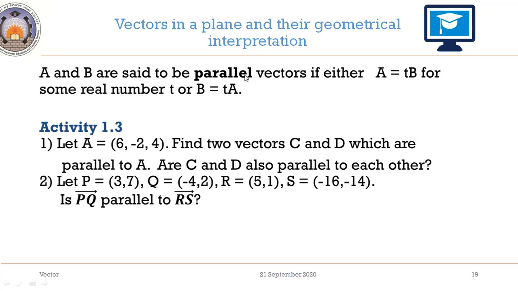Definition of parallel vectors. A and B are said to be parallel vectors if A equals t times B, or B equals t times A, for some real number t. This means two vectors are said to be parallel if one can be expressed as the scalar product of the other, any constant multiple. This is an activity. Try this activity by yourself.